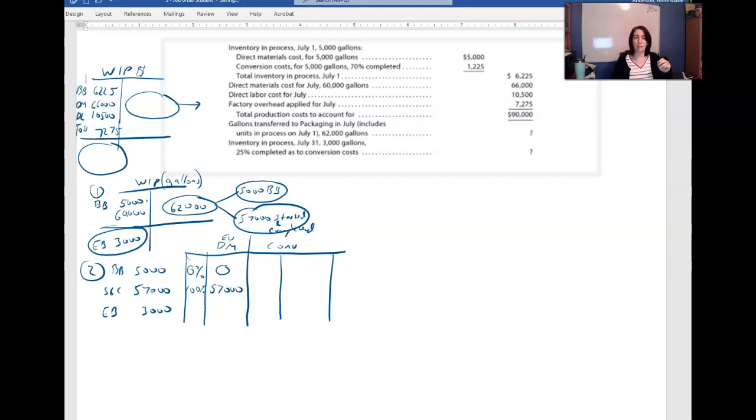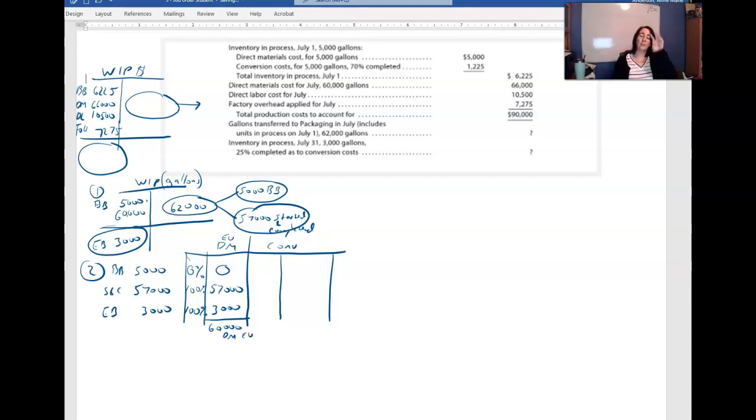That's 57,000 units. These guys that you started, but you haven't finished them, they're also going to have all of their materials because you started them. If all the materials are added at the beginning of the process, that means they have all their materials. So the total equivalent units for direct materials is 60,000. That's direct material equivalent units.